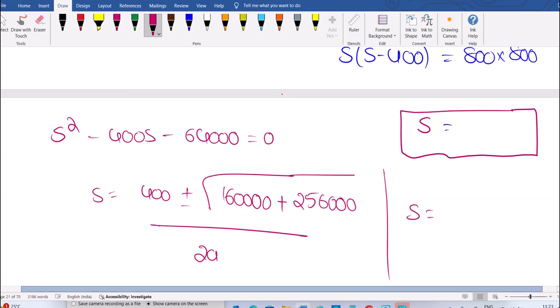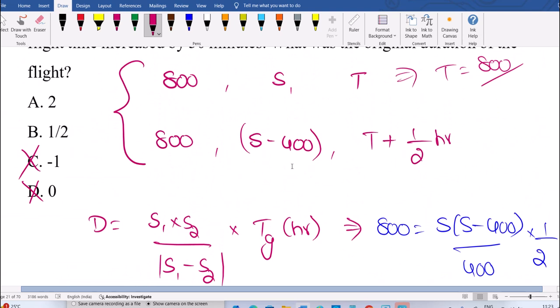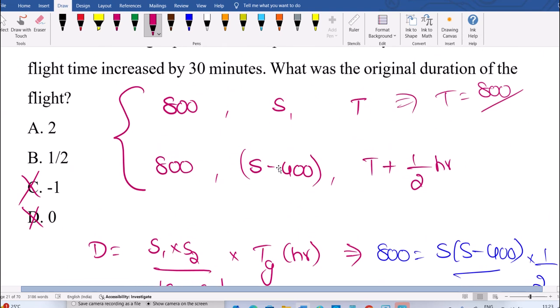Sir, don't take 400 minus. S should be 400 plus something. Why should you not take 400 minus something? What's the problem if you take 400 minus something? Then the second speed will be negative. S must be more than 400.